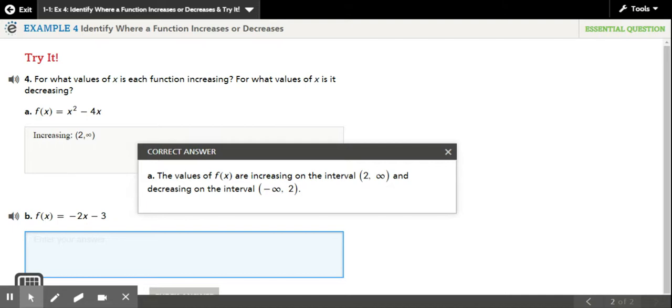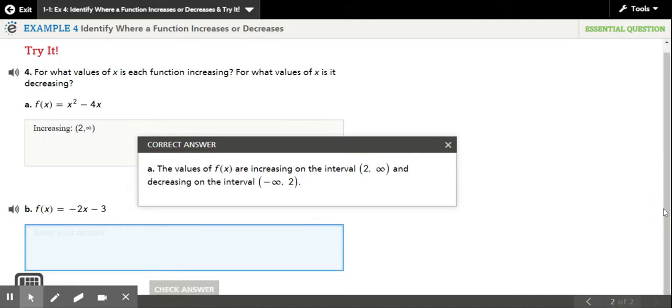Okay. Let's look at part B. Same deal. It's an equation. I'm going to type it in. So it's negative 2x minus 3. Clear that out. When it's a negative, again, I'm using this button, not the subtraction button. So negative 2x minus 3. I'm going to hit graph.